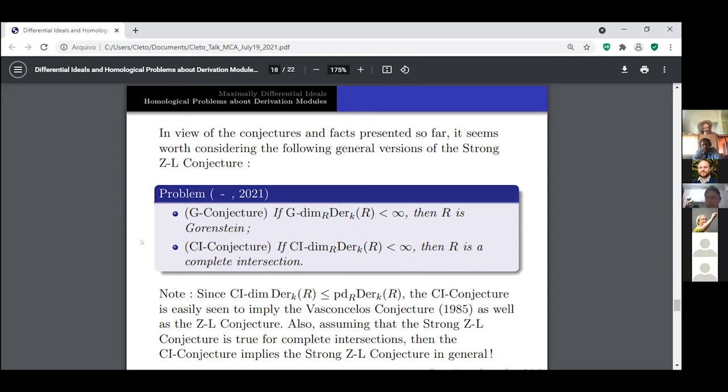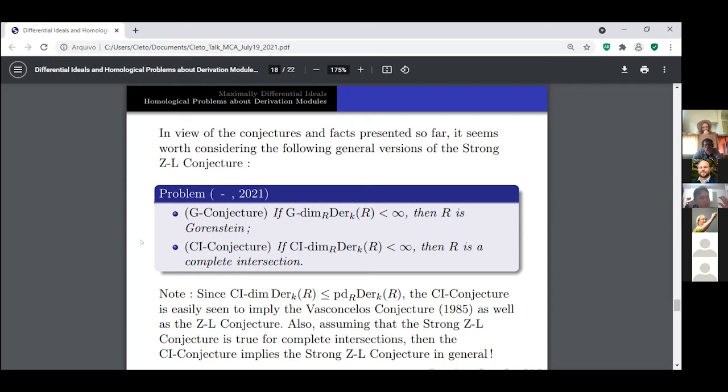The pioneering idea of relating homological algebra, this homological invariant projective dimension, with ring theoretical properties such as being regular is, of course, due to Zariski and Lipman. So I just adapted that idea to propose these problems. Of course, the root of this is the old conjectures by Zariski, Lipman, and Vasconcelos. My very first intention when I proposed these problems, which are recent, was just to draw the attention of researchers, because it's a mix of two interesting topics in algebra, I believe.